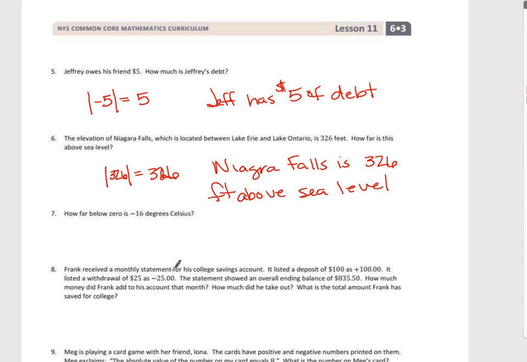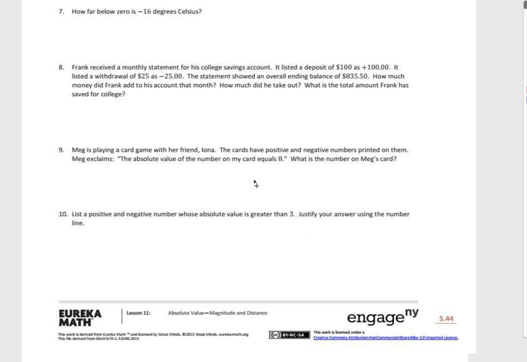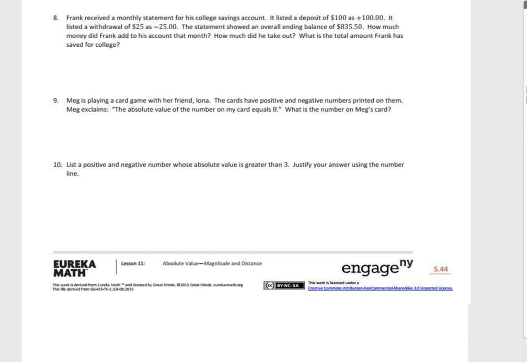All right, skipping to number 8. Number 8 says, Frank received a monthly statement for his college savings. It listed a deposit of $100 as plus 100. It listed a withdrawal of $25 as minus $25. The statement showed an overall ending balance of $835.50. How much money did Frank add to his account? How much did he take out? What is the total amount Frank saved for college?